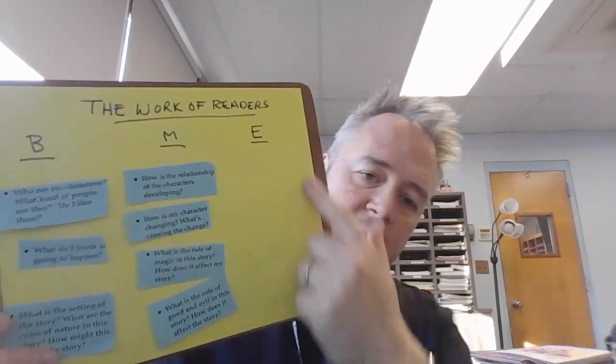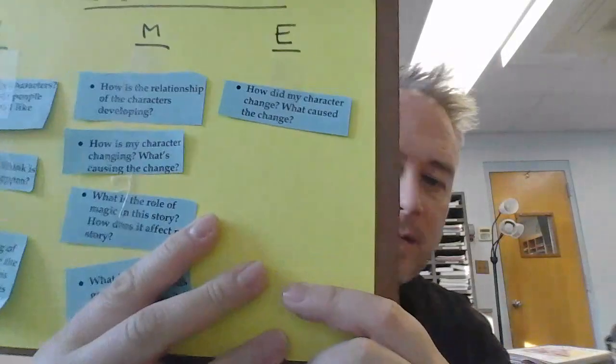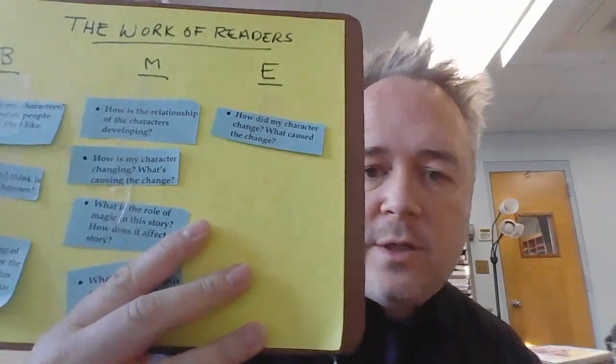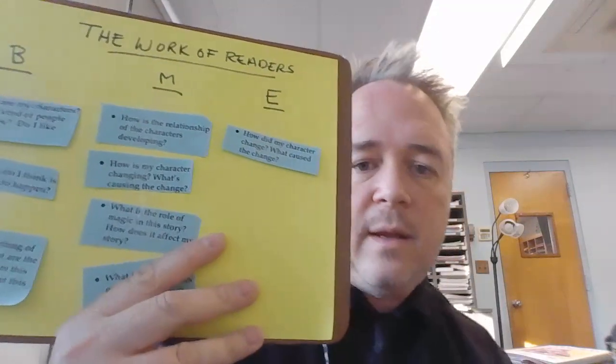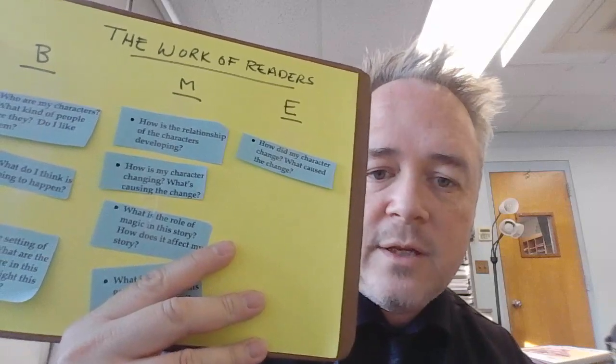So now let's think about what we think about at the end. The things that we think about at the end of a story are kind of like what we think about at the end of lots of stories. We think about how did my character change and what caused the change, right? So we start thinking about that in the middle and then we keep thinking about it in the end. How did my character change? What caused the change? Sometimes we can think about it like, what did my character learn, right?